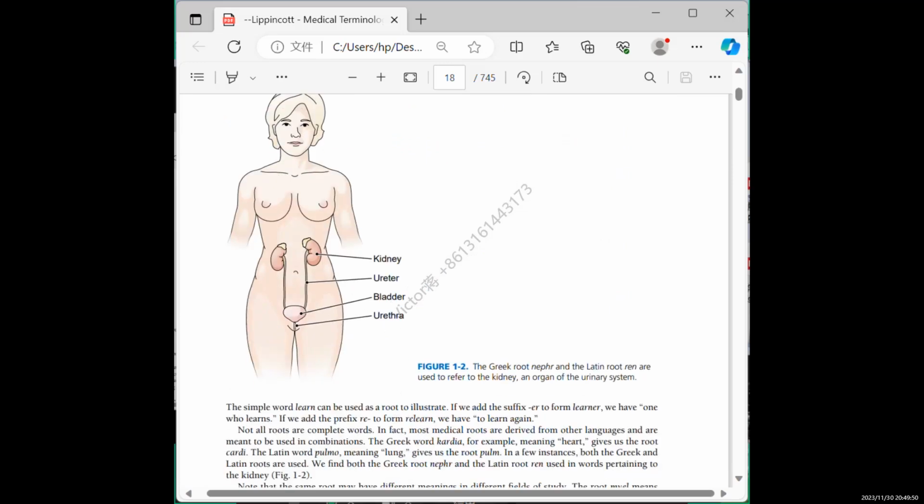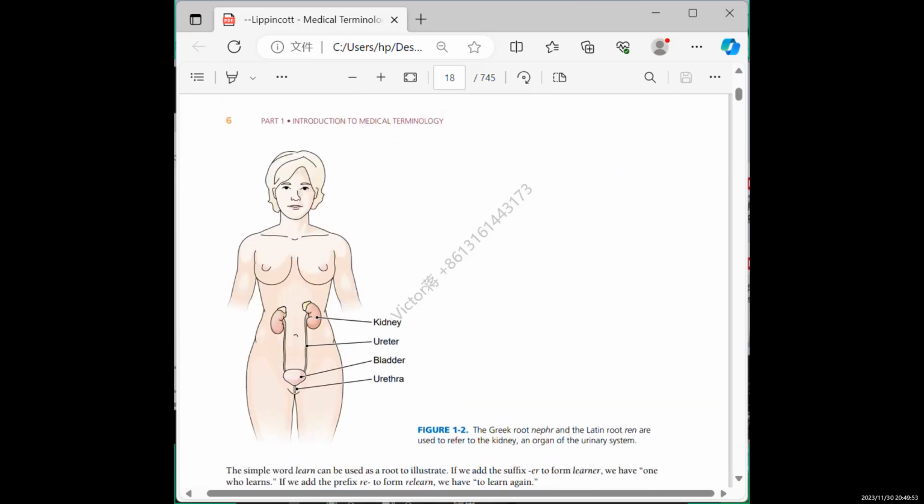So let's turn to this page. Oh, that is the female urinary system: the kidney, ureter, bladder, urethra. But can you see in this figure 1 to 2 the Greek root nephro, N-E-P-H-R here, and the Latin root R-E-N here, used to refer to the kidney, an organ of the urinary system. So in the urinary system, if there is some disease called nephritis, nephro means kidney, right?